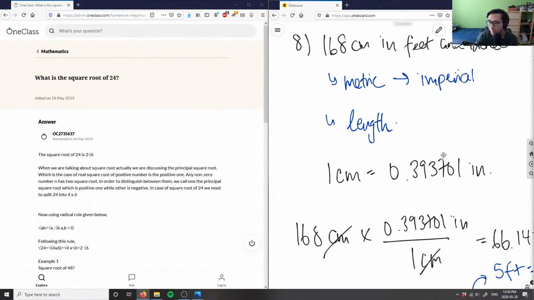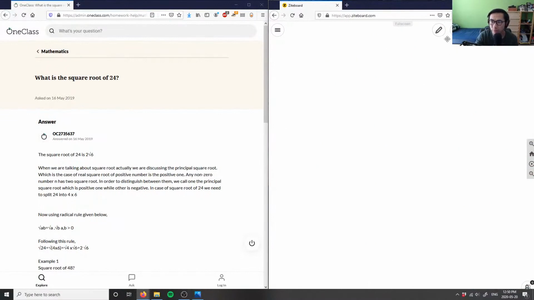And finally, or no, this is the second last question actually. I think this is question 9. I believe I have 10 problems, hopefully. Let's see, this is number 9 here. I want the square root of 24.